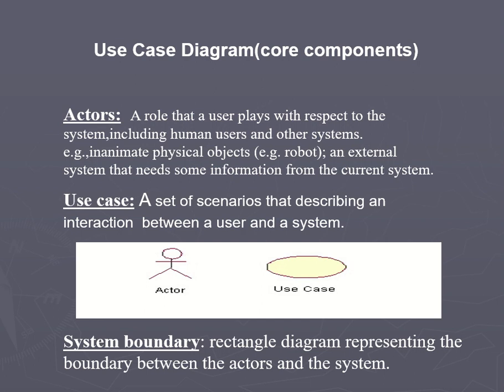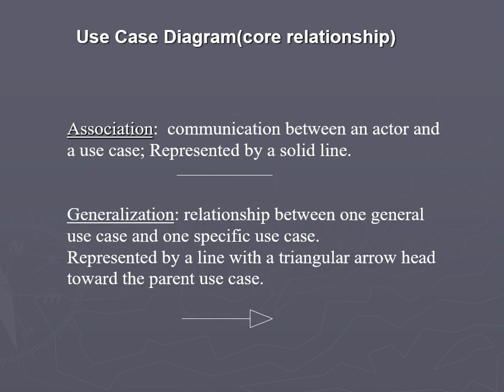And the system boundary. The system boundary rectangle is a rectangle diagram representing the boundary between the actor and the system. The association is communication between an actor and a use case, represented by a solid line. Generalization is a relationship between one general use case and one specific use case, represented by a line with a triangle arrowhead toward the parent use case.